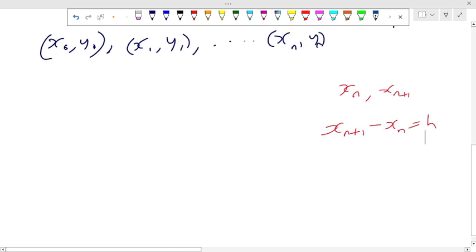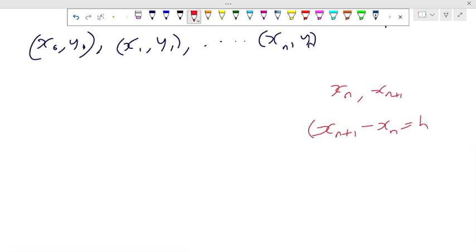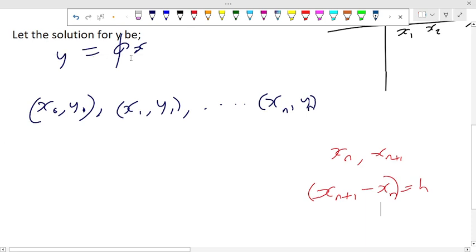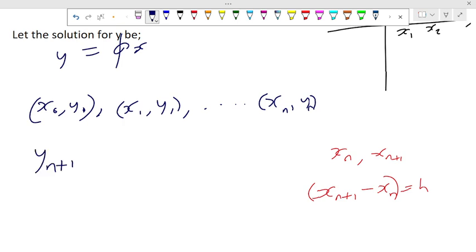Let me put this in brackets because we are going to need it later. Now, we've written out that the solution is this. If we now say we need the next term for y, of course this is what we have for y, then the next term for y will simply be y of n plus 1.